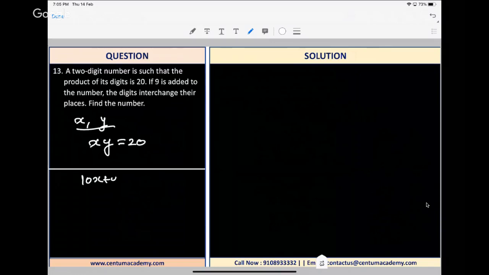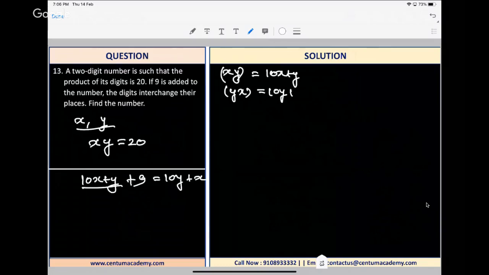If 9 is added to the number, the number would be nothing but, what is the number? 10x plus y is the number, right? If 9 is added to it, the digits interchange their places. That is, this becomes 10y plus x. Correct? Why? Because if xy was the number, position-wise, then it is 10x plus y. And if it is yx, then it is nothing but 10y plus x. That's what they're saying. So number plus 9, the digits interchange their places, so 10y plus x. So hence what will you get? You will get 9x minus 9y plus 9 is equal to 0.